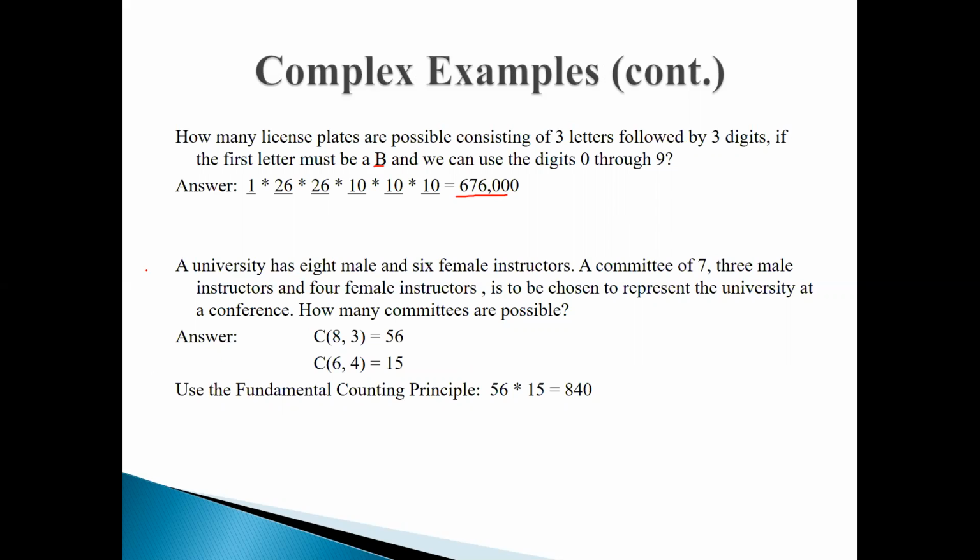All right, how about this one? A university has 8 male and 6 female instructors. A committee of 7, 3 male instructors and 4 female instructors, is to be chosen to represent the university at a conference. How many committees are possible? All right, so again, we're going to use the fundamental counting principle, but first we have to figure out how many males and how many females.